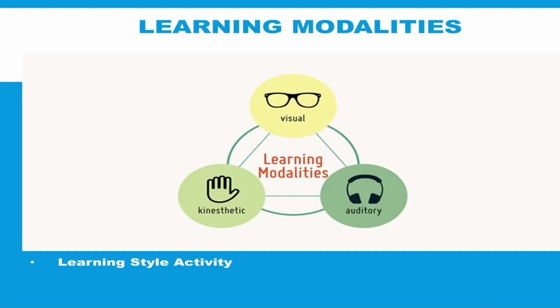So there are three modalities that are the most common. The first one is what we call a visual learner, the other one is an auditory learner, and the third one is what we call a kinesthetic learner. These are the most common modalities that we all have. All of you have certain modalities, and you have a particular one that is most dominant.